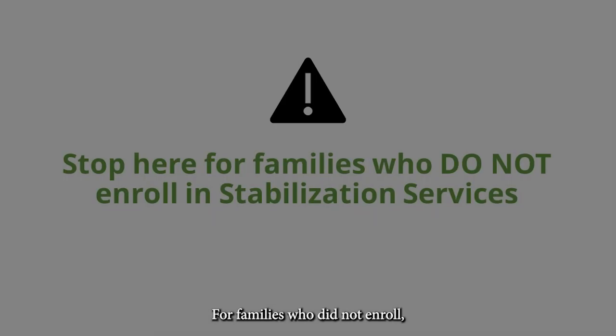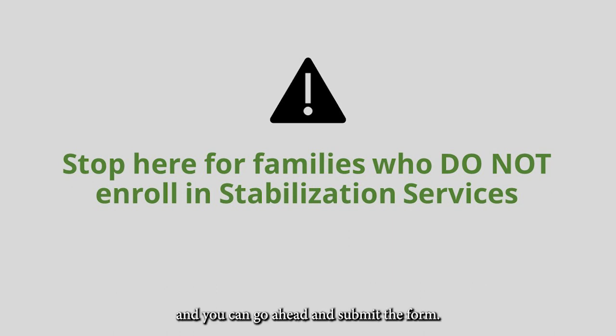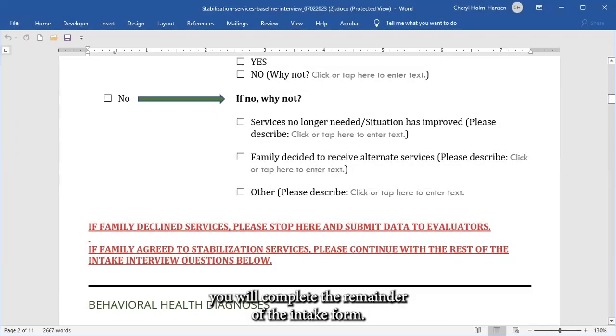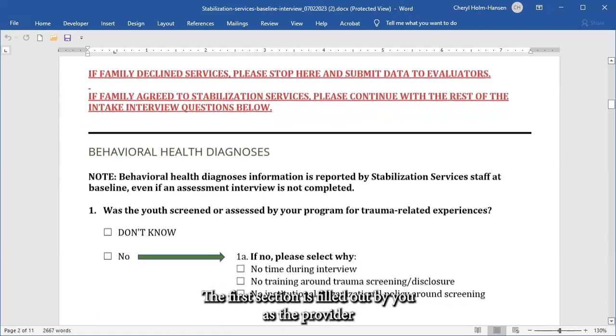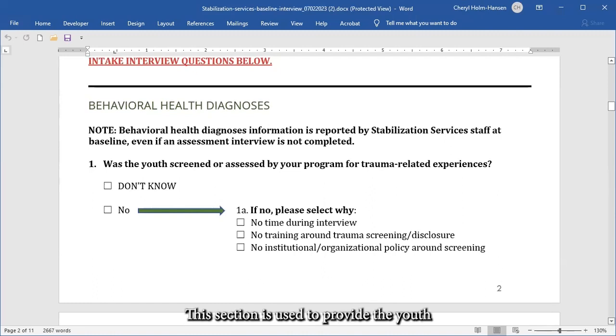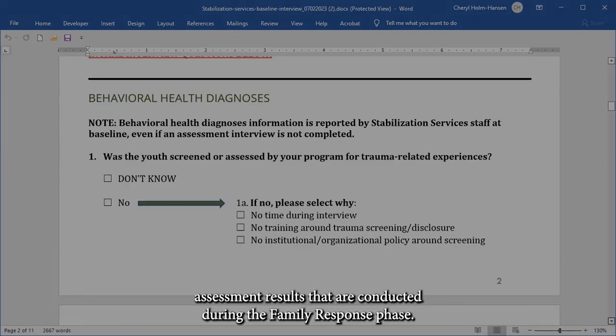For families who did not enroll, this is all of the information that we need, and you can go ahead and submit the form. If the family did enroll, you will complete the remainder of the intake form. The form is divided into 2 sections. The first section is filled out by you as the provider, based on information given to you by the family response staff. This section is used to provide the youth assessment results that are conducted during the family response phase.